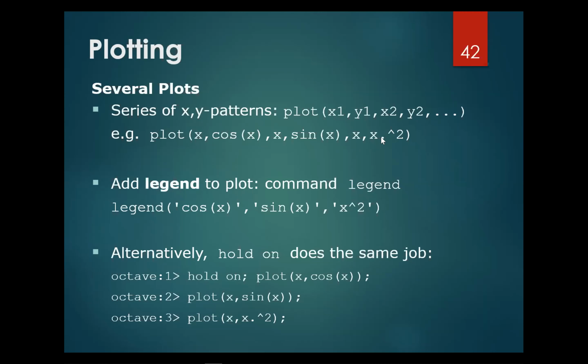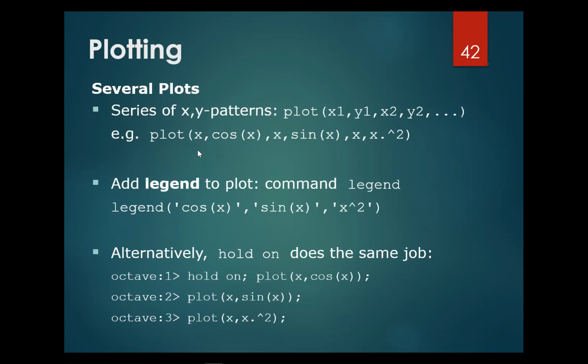Now, we use dot, if you remember in our previous lesson, the dot is used for element-wise operation. So it means each element in x should be squared. If you don't do that, you have an error. So this is how we indicate it, so that every element in x will be squared. Take note of this.